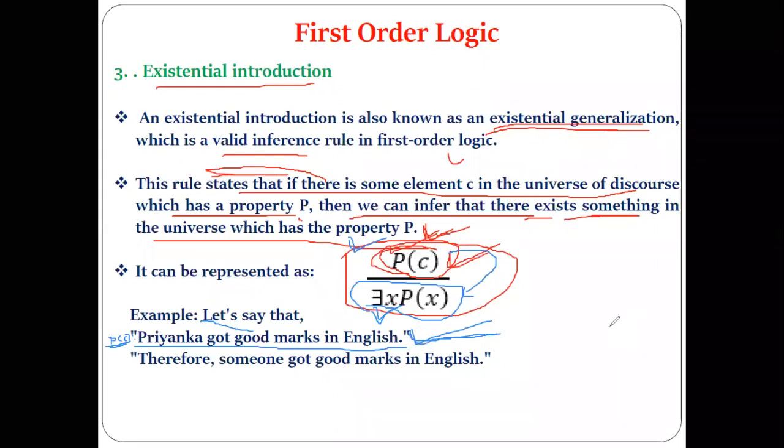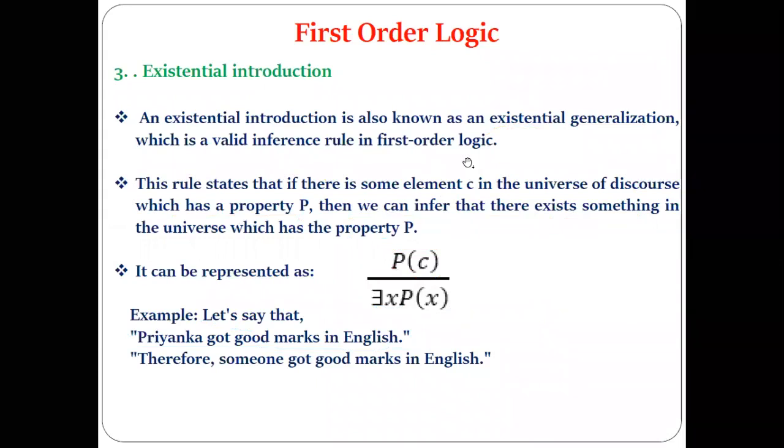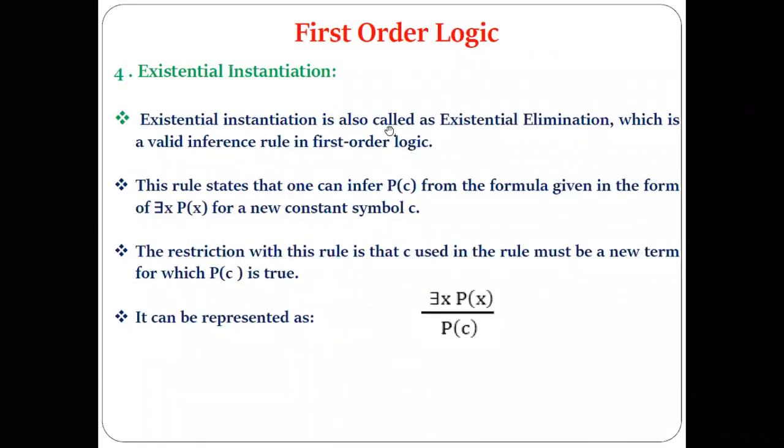Someone got good marks in English. And that is nothing but our third rule of inference, that is the existential introduction. Understood? Existential introduction simply means we are utilizing the symbol of the existential quantifier. Yes or no? And now next is our existential elimination or existential instantiation.